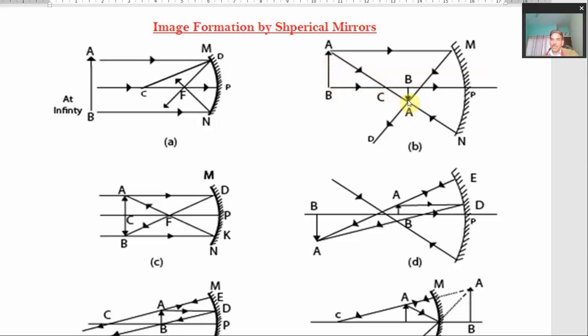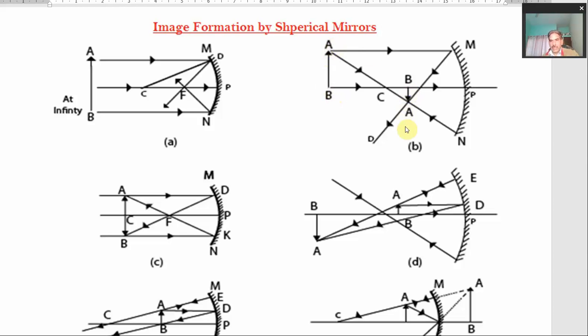Rather than drawing the light rays from each and every point on this object, because it would make the diagram very crowded, however you can practice it for your understanding, we draw the light rays from only one point and get the image of that point. It is the point A, so its image can be represented as A dash. We draw the perpendicular from this point on the principal axis, so the perpendicular is A dash B dash. So this A dash B dash is the image of this object AB.